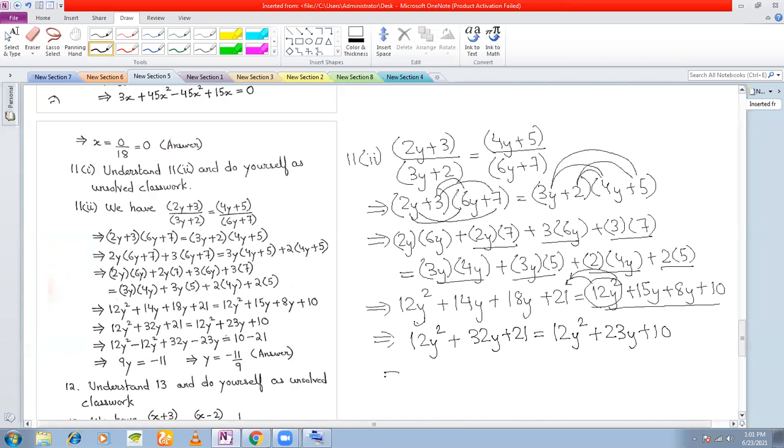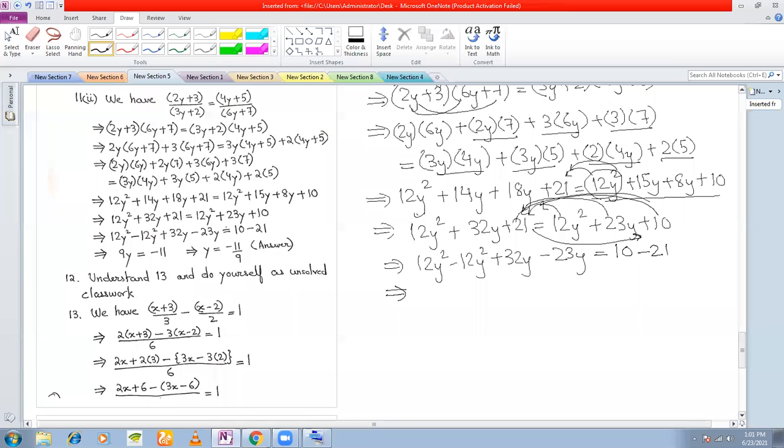Now we'll bring everything on one side. So this 12y square comes to this side. It becomes minus 12y square plus 32y is on this side, so we can write this as it is. Minus 23y, it will become from plus 23y. And this plus 10, take on the other side, this will become minus 10. Or you can take this one to this side also. That will be better because we take the constants on the other side. So what you do is equal to, you write 10 and 21, you take this side. So this will become minus 21.